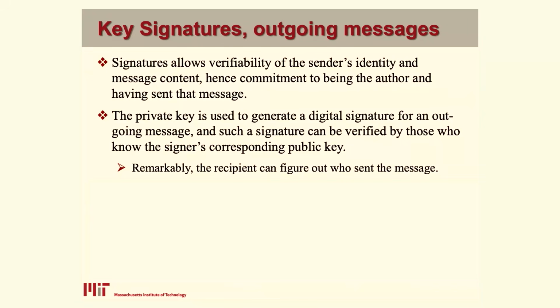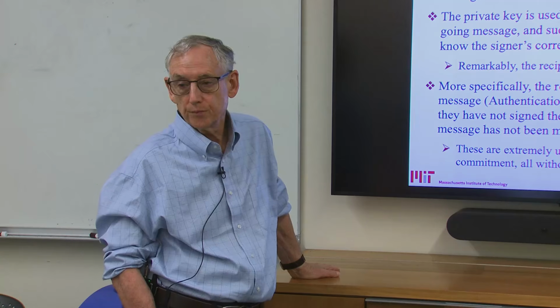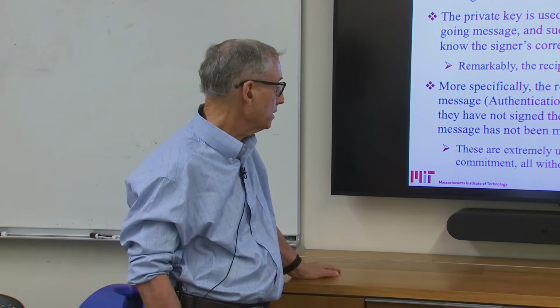The message is kind of separate. We're going to focus on the signature part here. So private keys are used to generate a digital signature for the outgoing message such that it can be verified by anyone who knows the signer's corresponding public key. So that's similar to what we just did. The public key is public and everybody knows it. And the receiver can verify the origin of the message, authentication from Alice. The sender cannot falsely claim they have not signed the message, non-repudiation. And the message has not been modified since it was signed, integrity. So those are all really nice, strong properties.